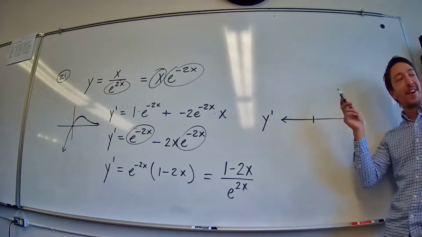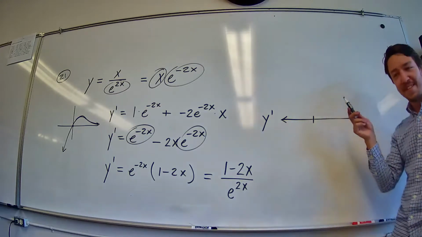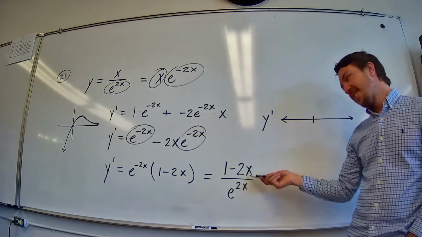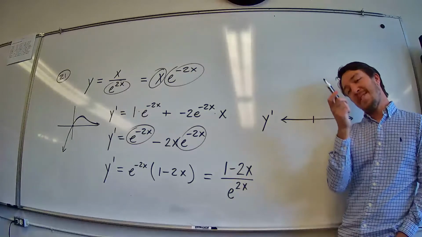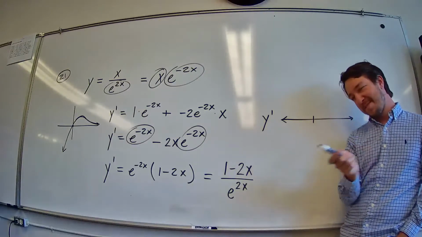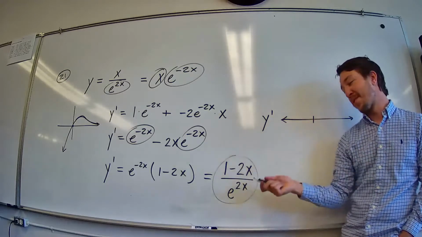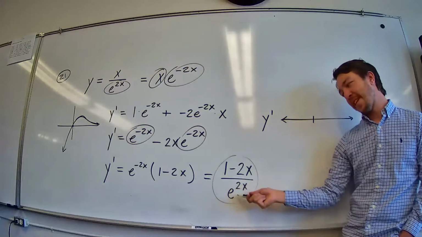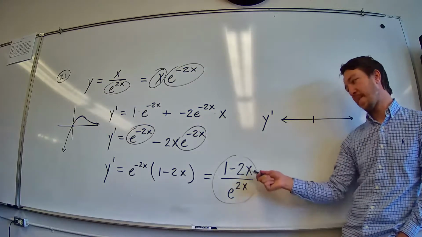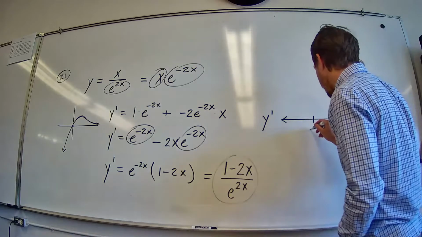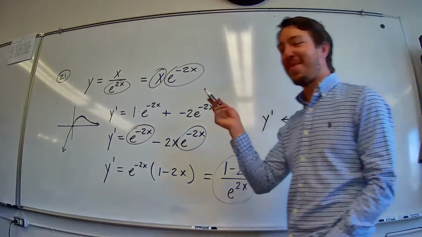Where is our critical value? Jesus Christ, Jesse. Trace says 0. Oh, wait. That's a good bet. Remember, you gotta look for any x value that makes this derivative undefined or 0. So the bottom can never equal 0, so there's nothing that would make this undefined, but if I plug in 1/2, I would take 0. So what does that tell me about my graph?